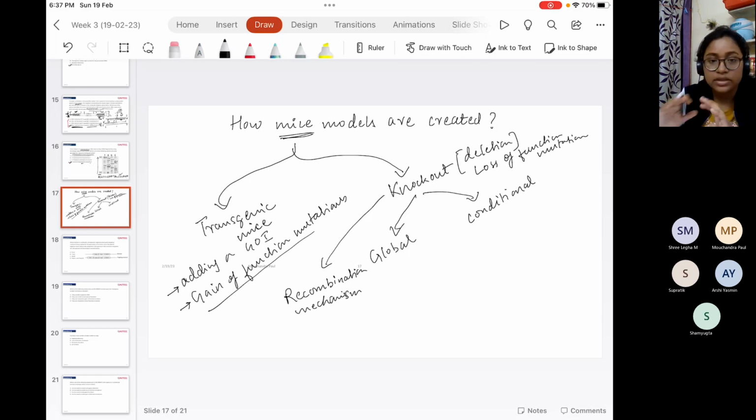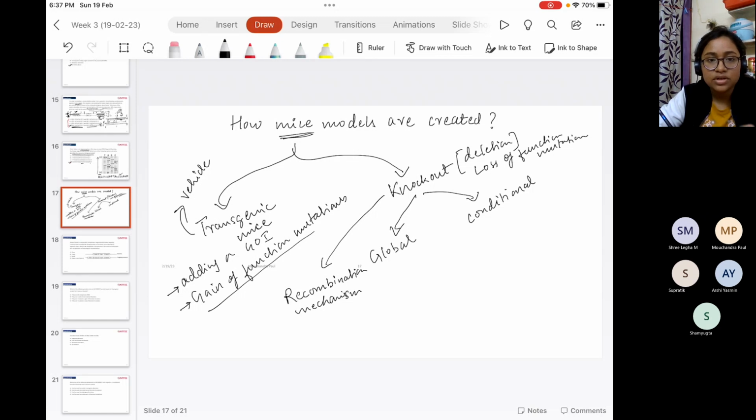This is, I think you recall, right? These things from the lecture. You use a recombination mechanism. Here you add the gene by using some vehicle, like a plasmid, or a virus, retroviruses and all.